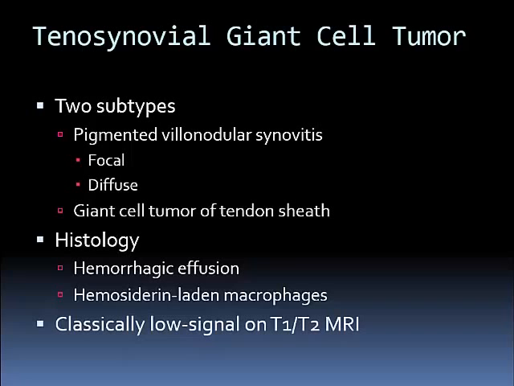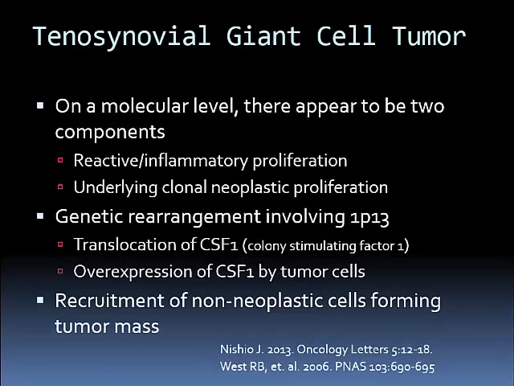But they're both essentially the same process, just occurring in different compartments. PVNS can be either focal or diffuse, and on histology, what we tend to see is a hemorrhagic effusion, hemosiderin-laden macrophages, and it has a classic appearance on MRI of being low signal on both T1 and T2. Most tumors would be low signal on T1 and high signal on T2, but because of this hemosiderin, it causes the signal on T2 to go down, giving it a very characteristic appearance of PVNS.